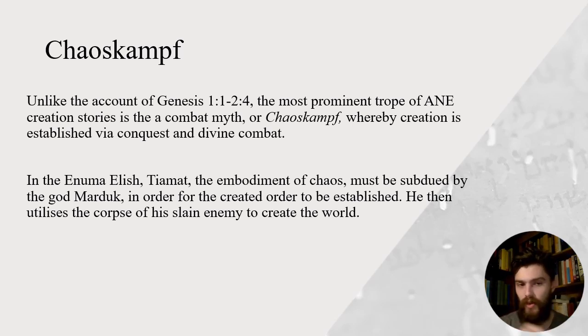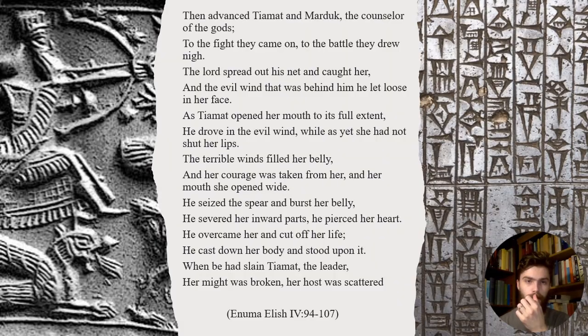In the Enuma Elish, for example, which I'll read you an excerpt from in a second, Tiamat, the embodiment of chaos, has to be subdued by the creator god Marduk in order for the created order to be established. And he then utilizes the corpse of his slain enemy to create the world. He separates her into waters above and waters below. Quite a gory, quite violent understanding, but this is nevertheless the ancient Near Eastern understanding of creation. So this is the Enuma Elish here. We read from tablet 5, verse 94 onwards.